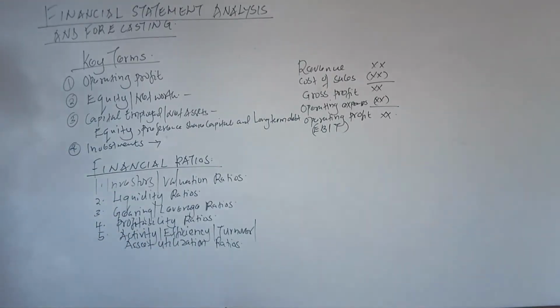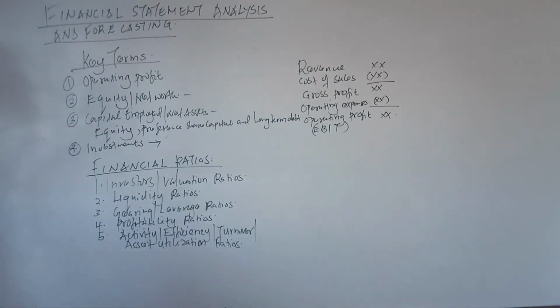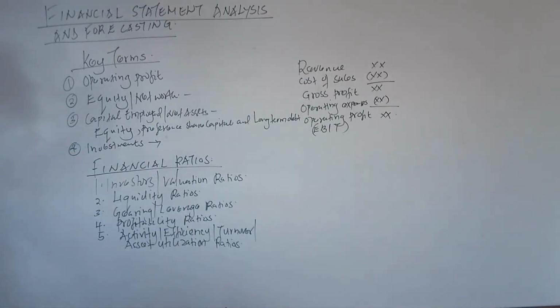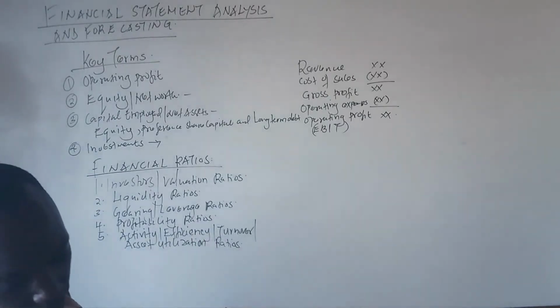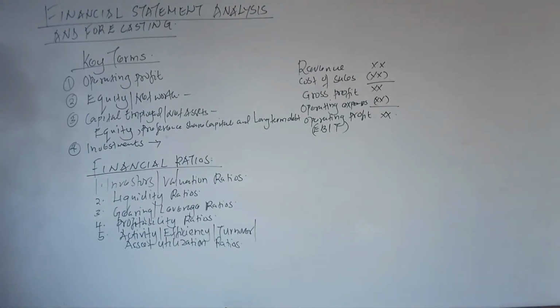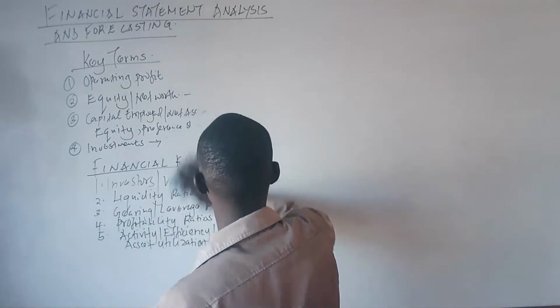So these are the financial ratios which we are going to describe: investors or valuation ratios, liquidity ratios, gearing or leverage ratios, profitability ratios, activity or efficiency or turnover ratios, and asset utilization ratios. So let us start with the first one, investors or valuation ratios.